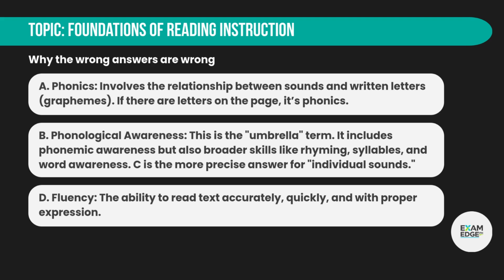A. Phonics involves the relationship between sounds and written letters, graphemes. If there are letters on the page, it's phonics. B. Phonological awareness. This is the umbrella term. It includes phonemic awareness but also broader skills like rhyming, syllables, and word awareness. C is the more precise answer for individual sounds. D. Fluency. The ability to read text accurately, quickly, and with proper expression.